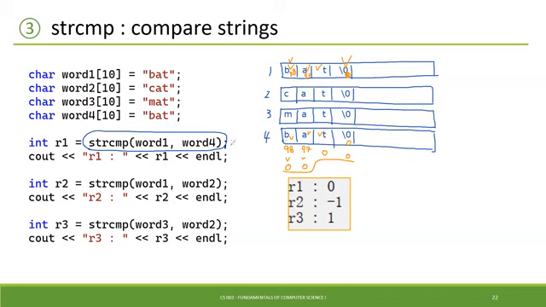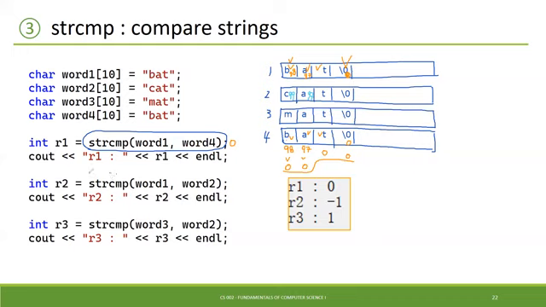Then computer will return 0. This is what happens. Okay, now compare word 1 and word 2. In this case, C is 99, right? And A is 97. I don't remember T, but it's 100 something.